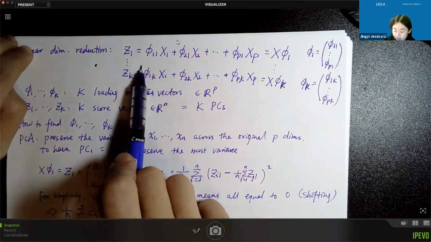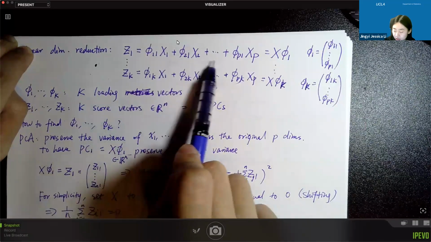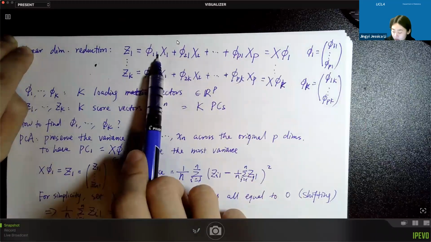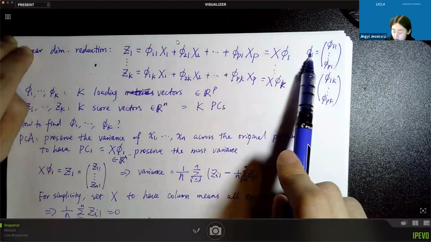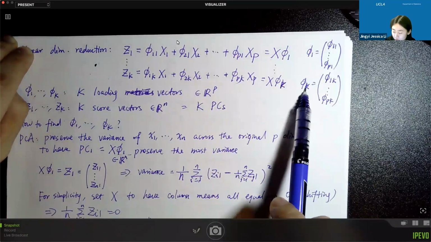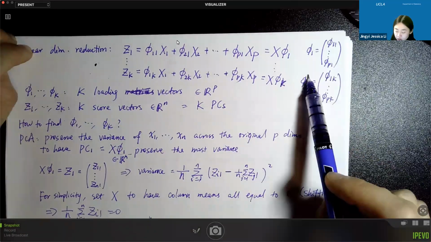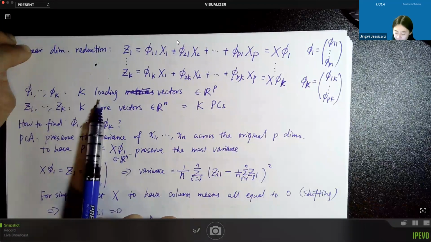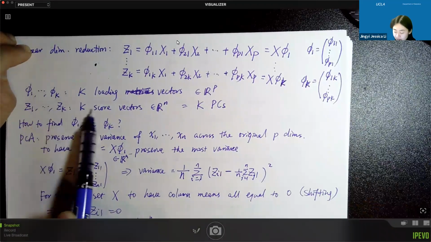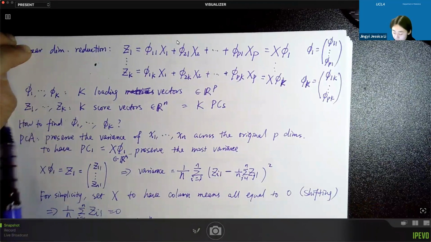So we write each Zi as a linear combination of X1 to Xp. For these weights, I can call each set phi 1, which contains the weights of Z1, up to phi k, which contains the weights of Zk. Each phi is called a loading vector, and correspondingly, each Z is called a score vector. That's the coordinates of the n points in each new dimension.